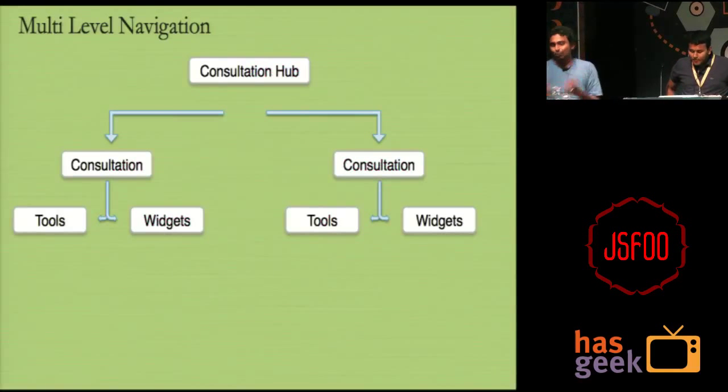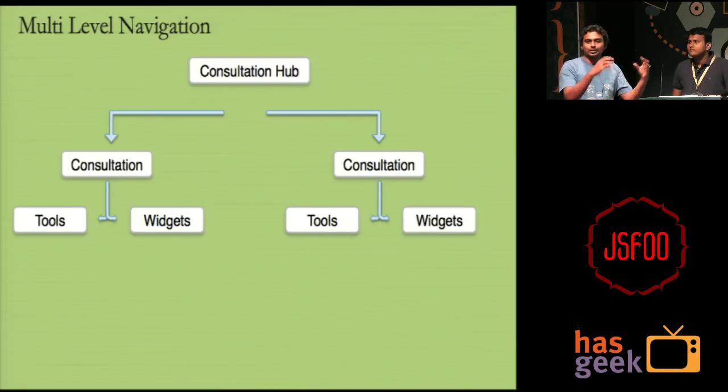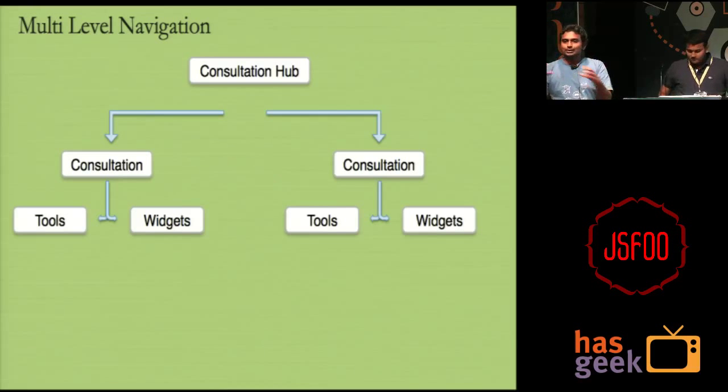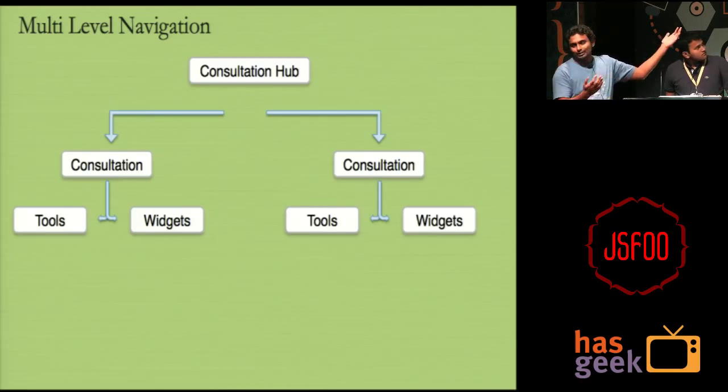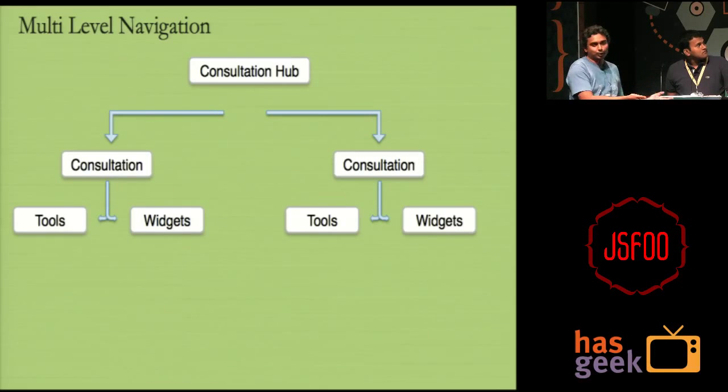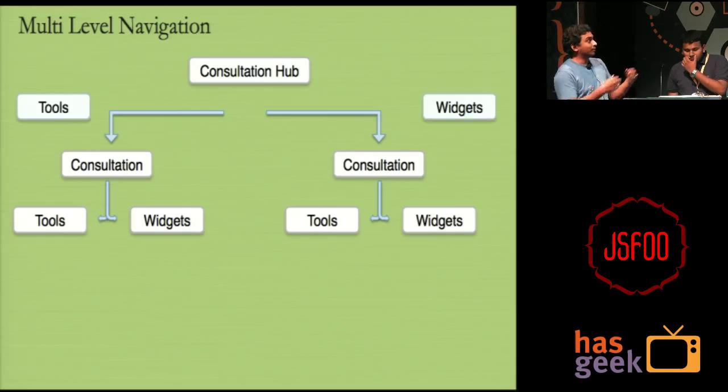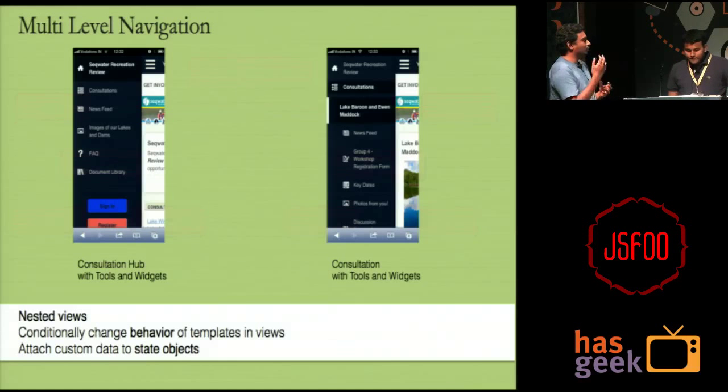So we'll go through some of the product requirements, how AngularJS helped us, and how we went about it. This is a basic information architecture for the sites that our clients use. Essentially, it's a website, or in community engagement terms, a consultation hub, which has multiple projects running in it, each of which is called a consultation. Each one of those will have feedback tools and widgets, and sometimes even the consultation hub might have widgets and tools. So what we are talking about is nested views and the ability to conditionally change the behavior of the template in the views.